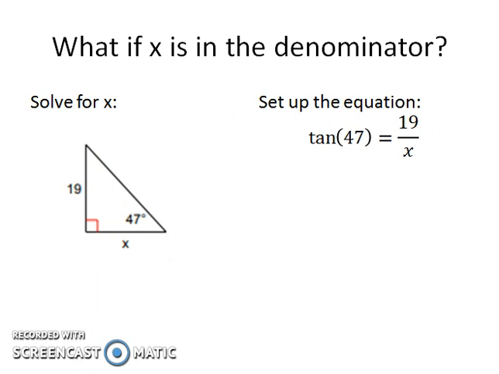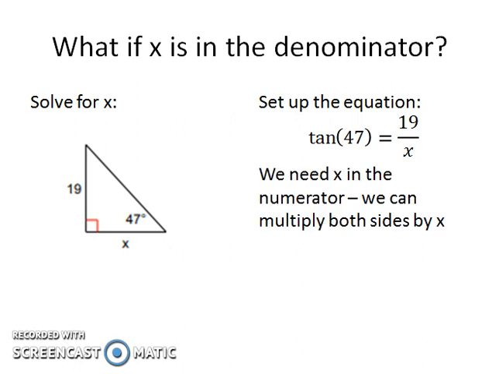Well, we need to get x by itself, but x is in the denominator. So we can't multiply by 19 again, like we did in the other two problems. That's not going to get rid of the 19 in the numerator, and it's not going to get x out of the denominator. We need x in the numerator, so what we're going to do is actually multiply both sides by x. This will eliminate the fraction on the right side.